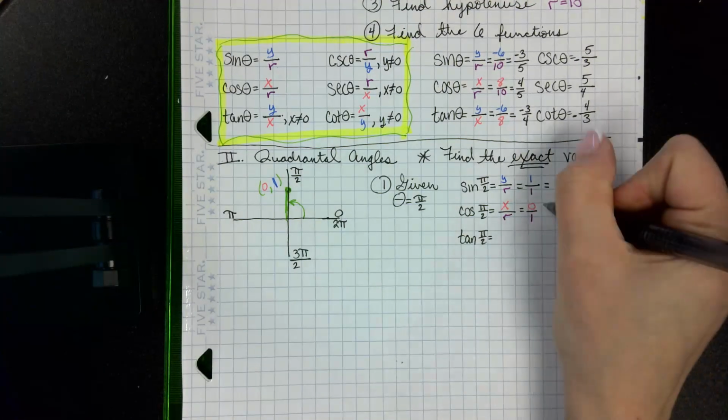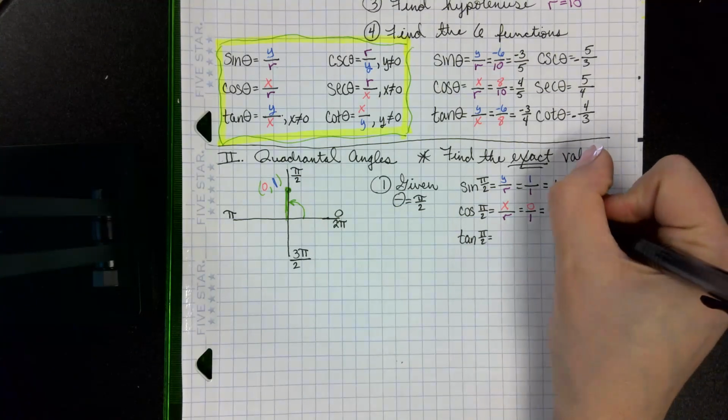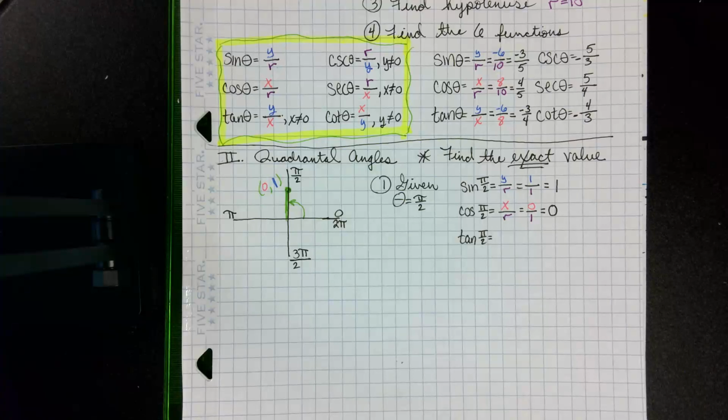0 over 1. It's okay to have zeros in there as long as they're not in the denominator. 0 divided by 1 is 0. Your calculator will calculate that. What it won't calculate is 1 divided by 0. It'll tell you that's an error. But 0 divided by 1 is fine. It's just 0.